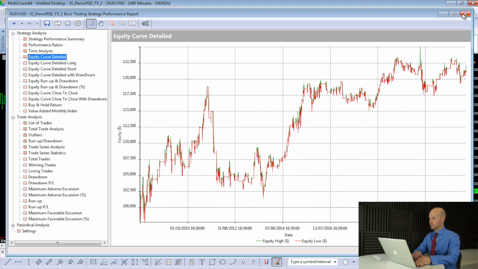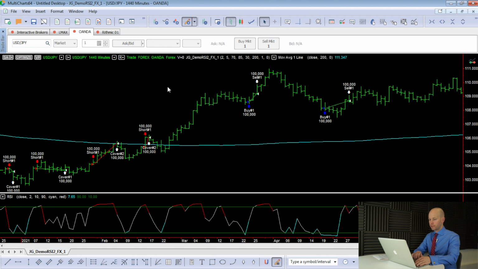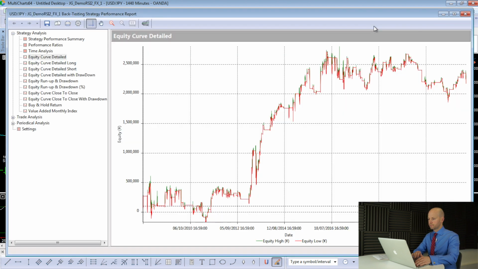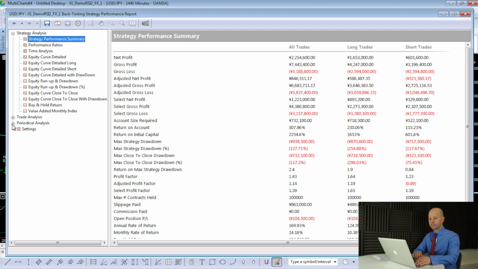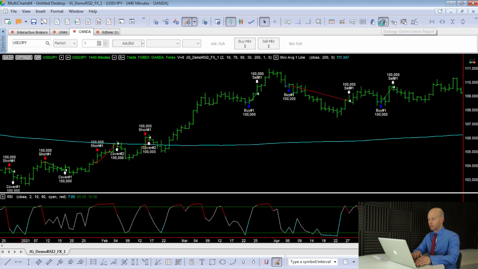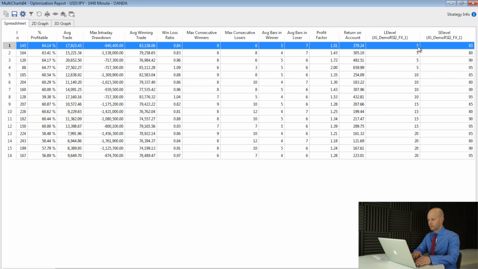So let's move on to the last one, which is US dollar, Japanese yen. Firstly, I'll show you the results using 10 and 90 as the levels. And then I'll show you the results for the best performance. That's the equity curve. Makes 2.2 million yen. 160 trades, average trade of 14,000. Let's have a look at the optimization report. The best levels are actually 5 and 85.